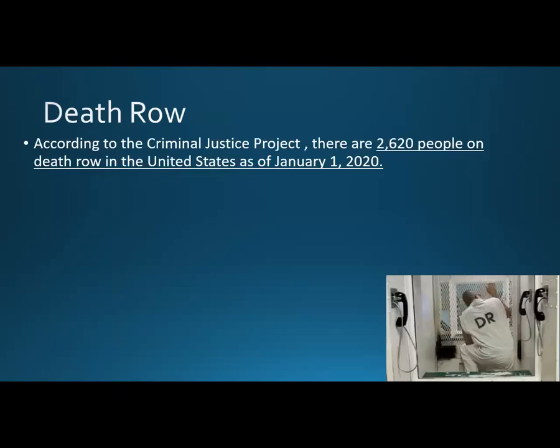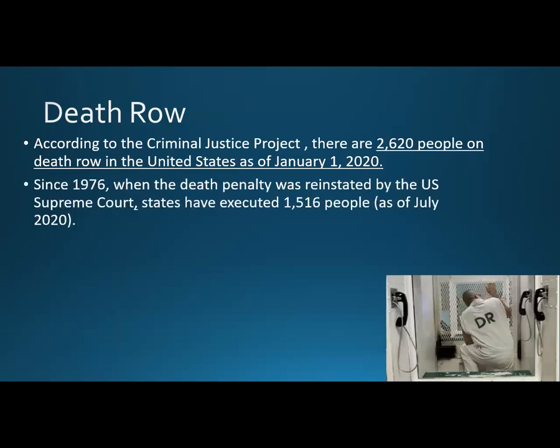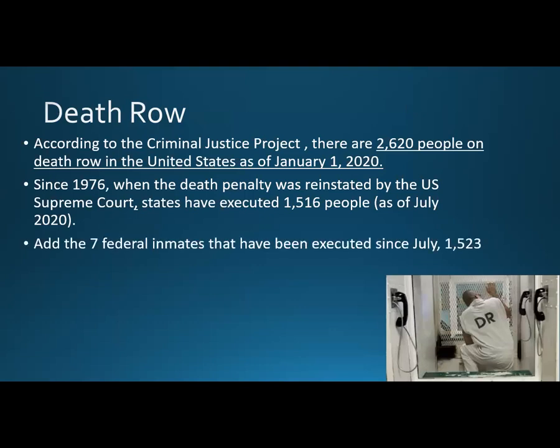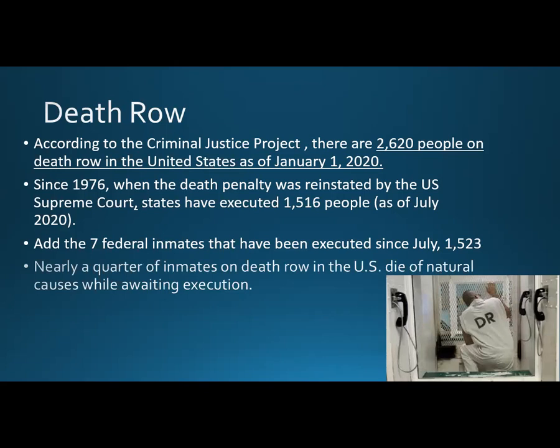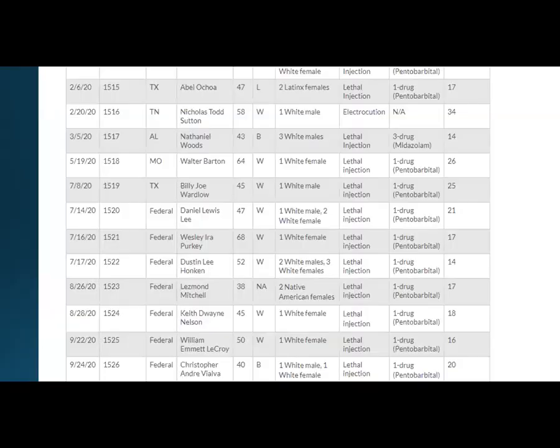Death row. According to the Criminal Justice Project, there are approximately 2,620 people on death row. That was as of January 1st, 2020. We've talked about that. 7 federal inmates have been executed since July 1st. And I don't know if you guys have watched the news or anything. This has been on the local news in town because Terre Haute is where the federal prison executions take place, and it is right down the road, not very far. You can see it from the interstate. It looks pretty grim. Nearly a quarter of the inmates on death row die of natural causes while awaiting execution.